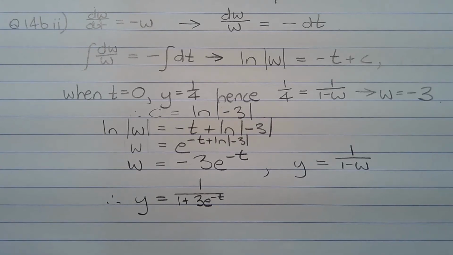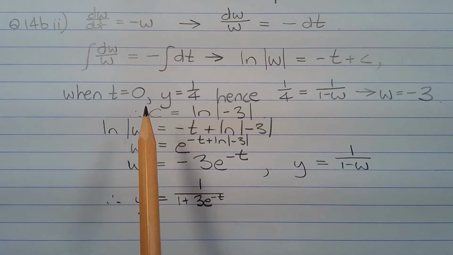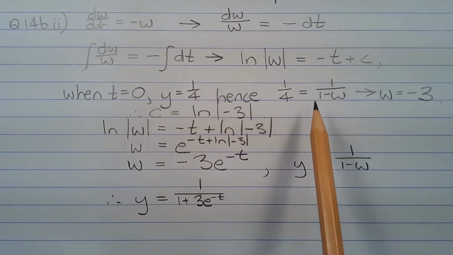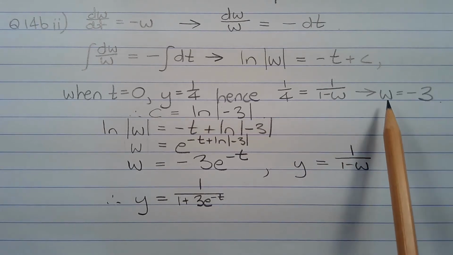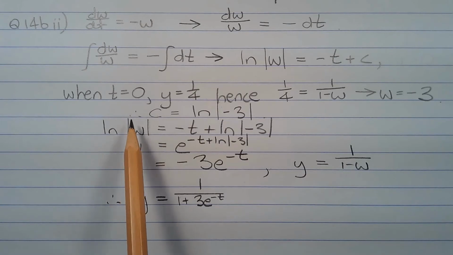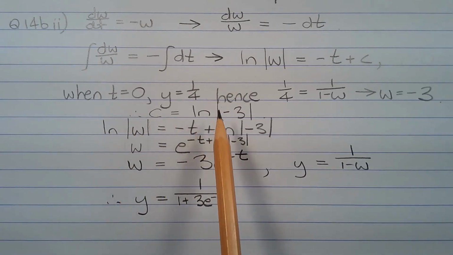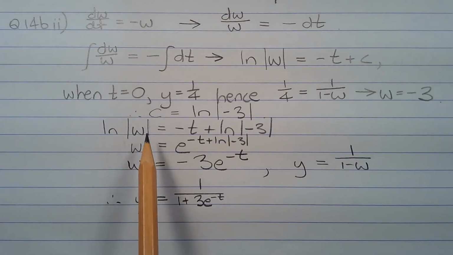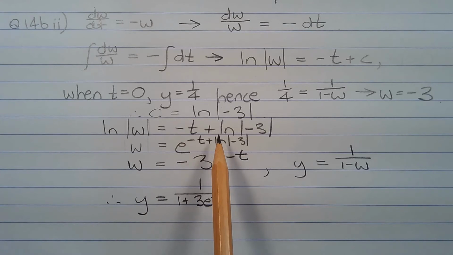Applying the initial conditions to find the constant of integration c, when t = 0, y = 1/4. Hence, 1/4 is equal to 1/(1 - w), which gives a value of w of -3. Therefore, the constant of integration c is equal to ln|-3|. So the equation becomes ln|w| is equal to -t + ln|-3|.